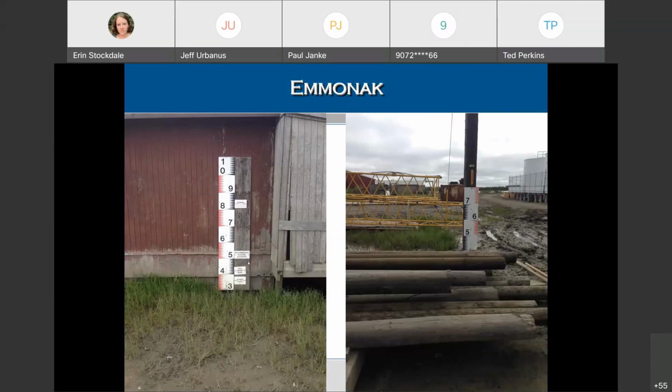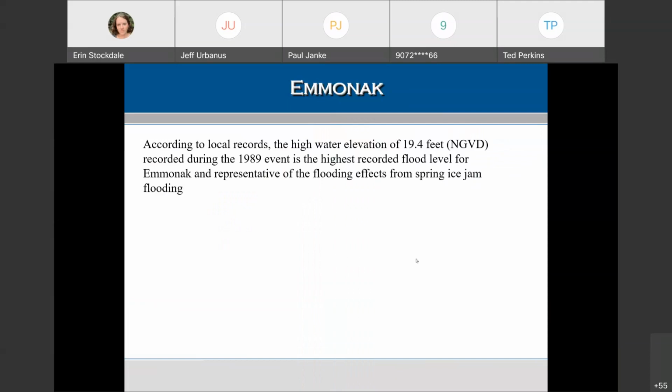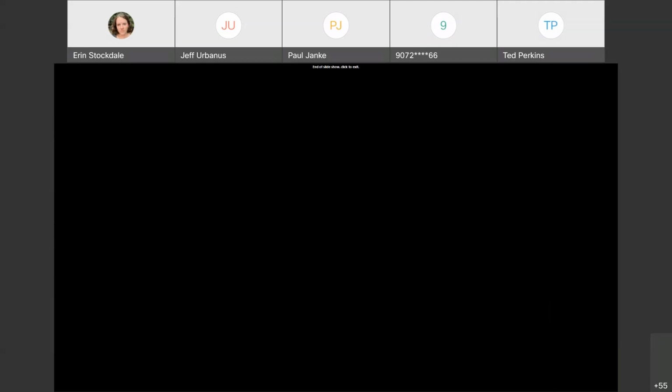Again, the school is at 8 feet. The highest high water mark is at 4. The recommended building elevation is a foot higher. And again, you can find that both here and in other parts of Emmonak. And you can see the tanks up here built several feet higher, because obviously that's something you don't want to have damaged. So it's more than just a 1% event. And that's basically from the highest event, the 1989 event at 19.4 feet.